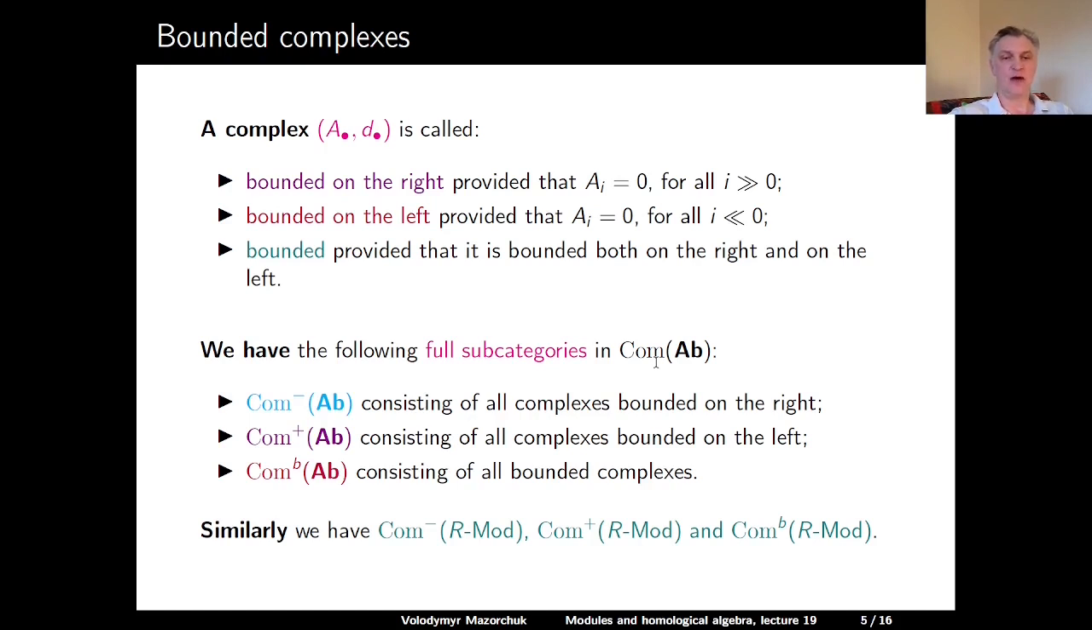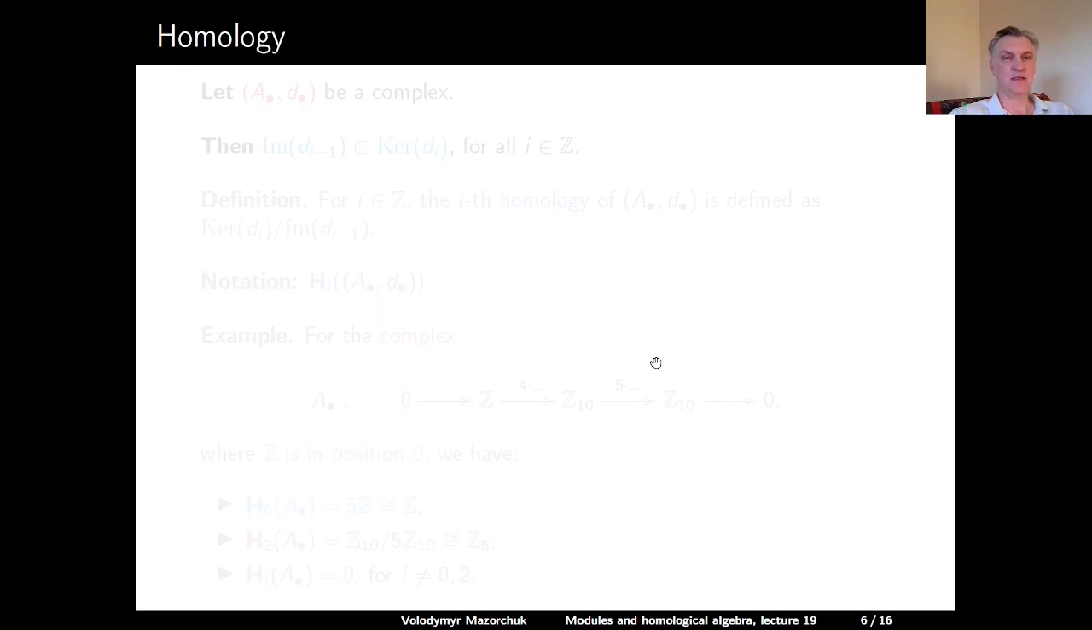So we have com upper minus of R mod, com upper plus of R mod, and com upper b of R mod. Next, let us define the notion of homology. Let A bullet and D bullet be a complex. Then, as we already mentioned, the image of di minus 1 belongs to the kernel of di for all I.